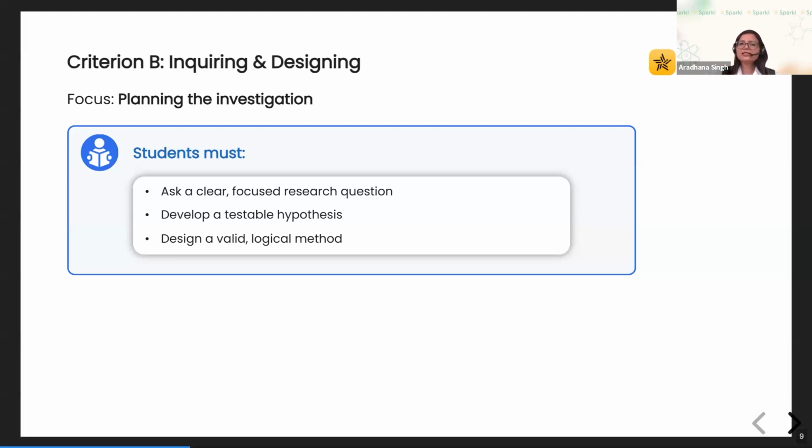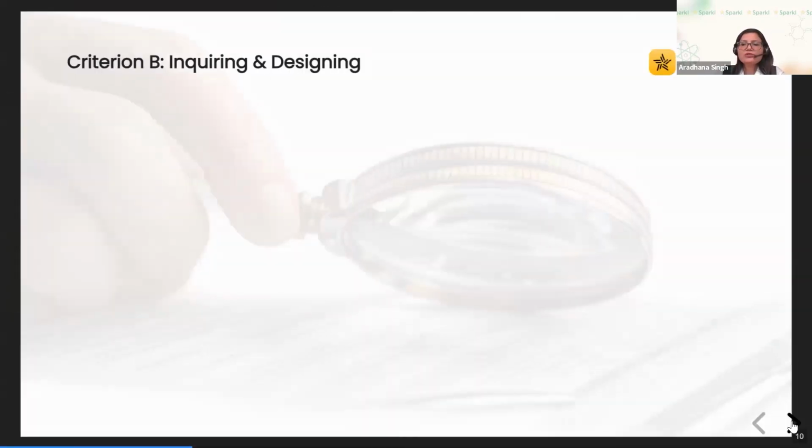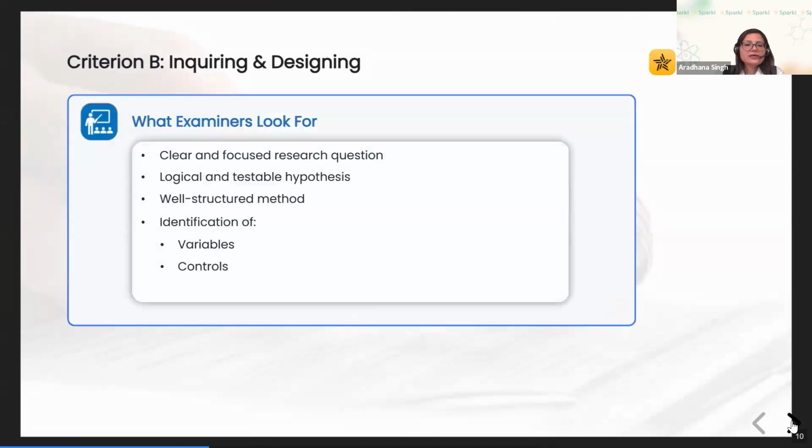Are you getting me? Any doubt to anyone? No? Let's move ahead then. Then we need to develop a testable hypothesis. There is a format for hypothesis that we will discuss. And then we can design a valid and logical method, how we are going to proceed to investigate.